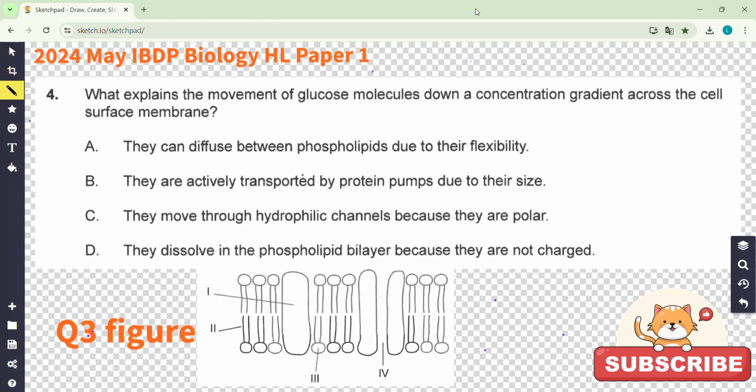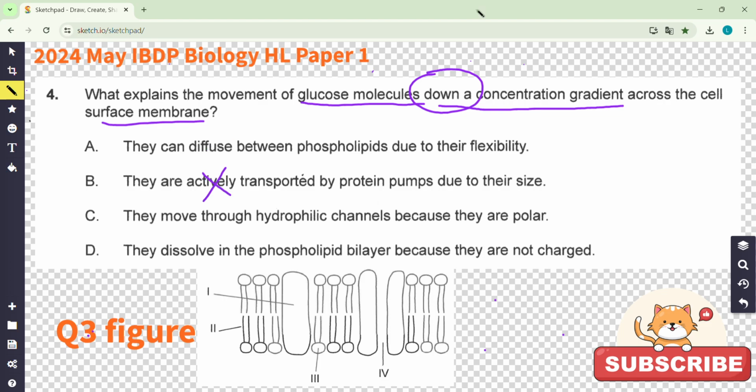Question 4 is funny. You can use the question 3 figures, the same figure we discussed before, to explain. It's about the movement of glucose molecules down a concentration gradient across the cell surface membrane. It means that this bilayer. So look at here, one of them must be wrong. Which one? Down a concentration gradient is just diffusion, right? So no active transport is needed.